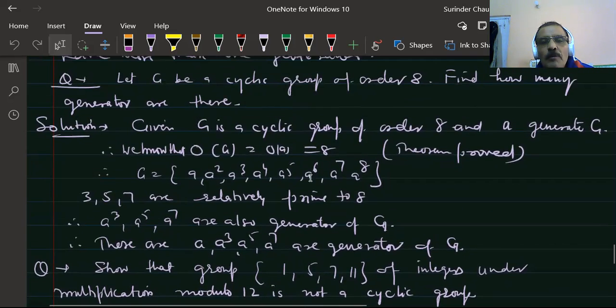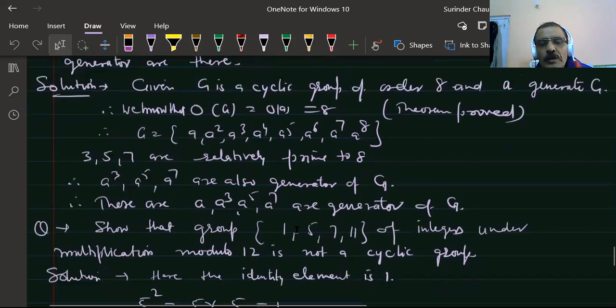So if we find the generator of any finite cyclic group, then in the case of multiplication, the powers whose indices are relatively prime to the order of the generator can act as generators.